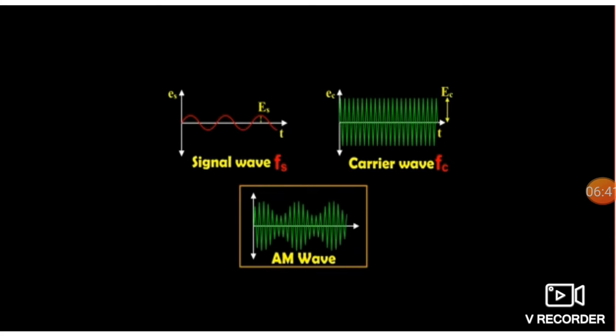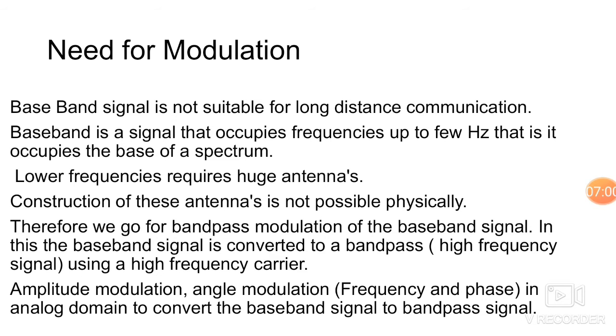In the first diagram, there is a signal waveform with frequency fs, and the second is the carrier waveform with higher frequency fc. AM is the amplitude modulated waveform obtained after modulation. Why is modulation needed? A baseband signal cannot travel a long distance.